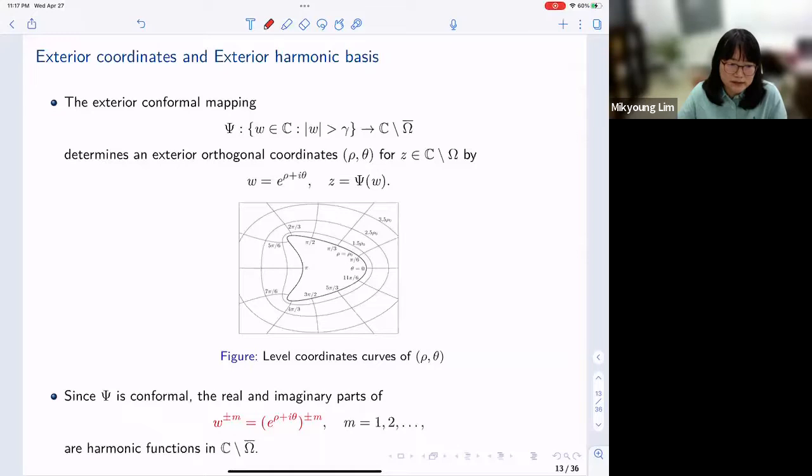And since psi is conformal, w to the plus or minus m, that is, exponential of rho plus i theta to the plus or minus m, are harmonic functions. Actually, the real and imaginary parts are both harmonic functions. So using this exterior coordinate, we have an exterior harmonic basis.